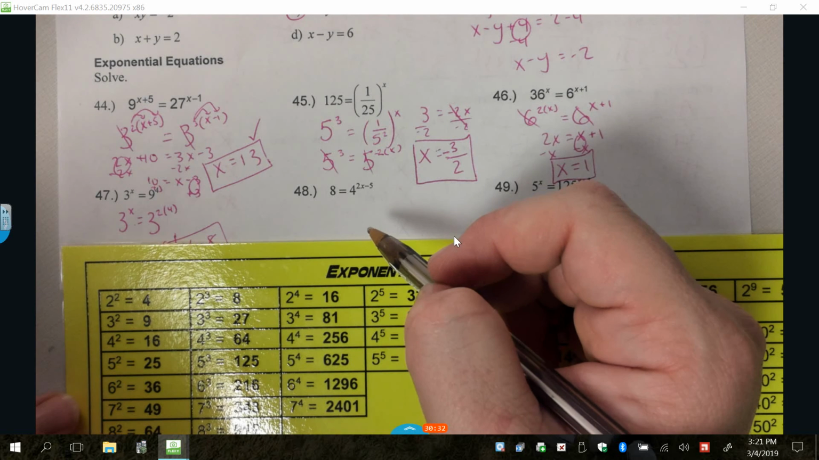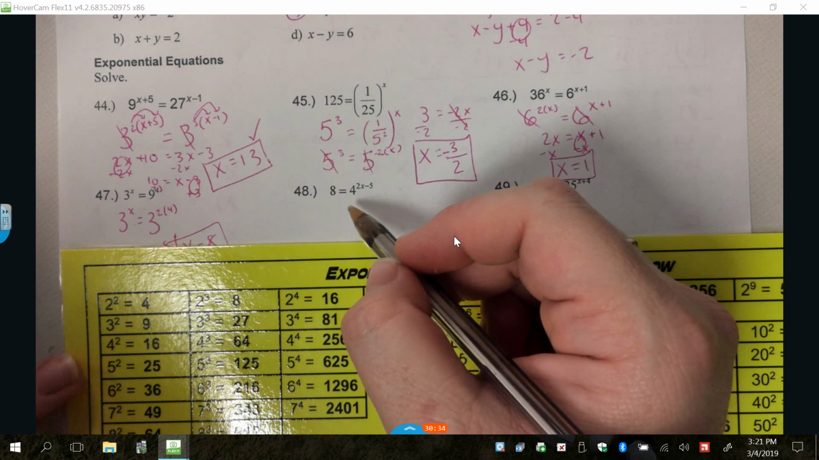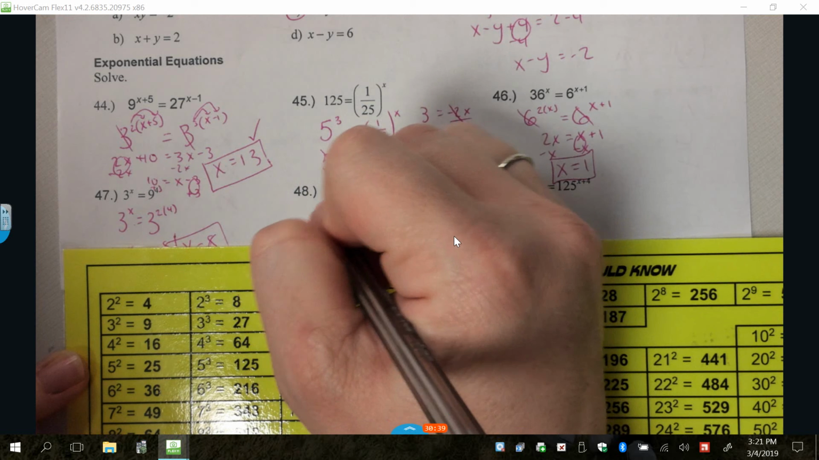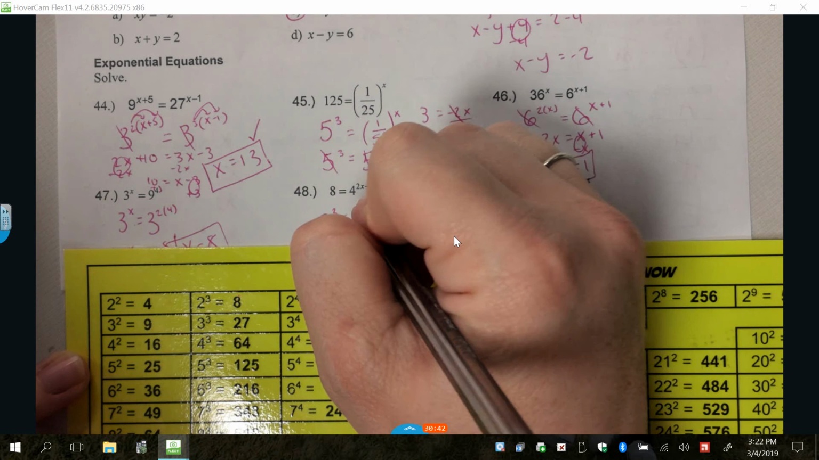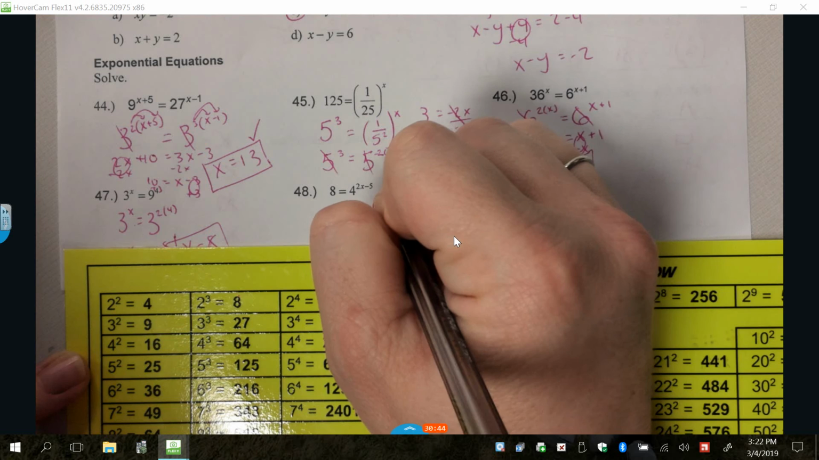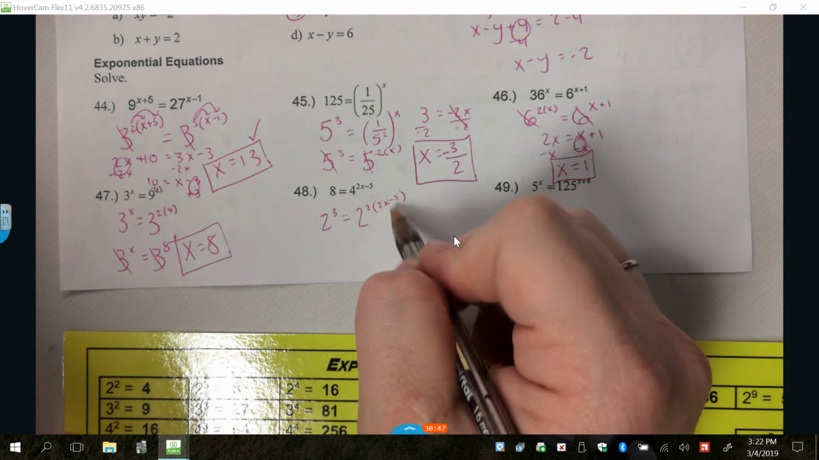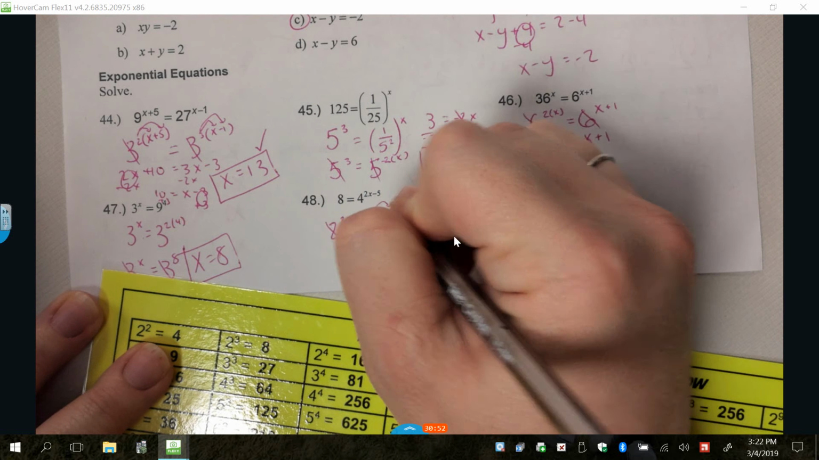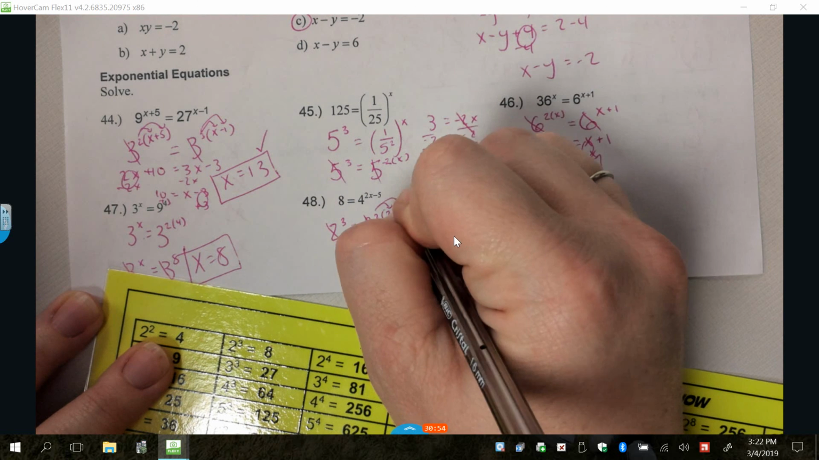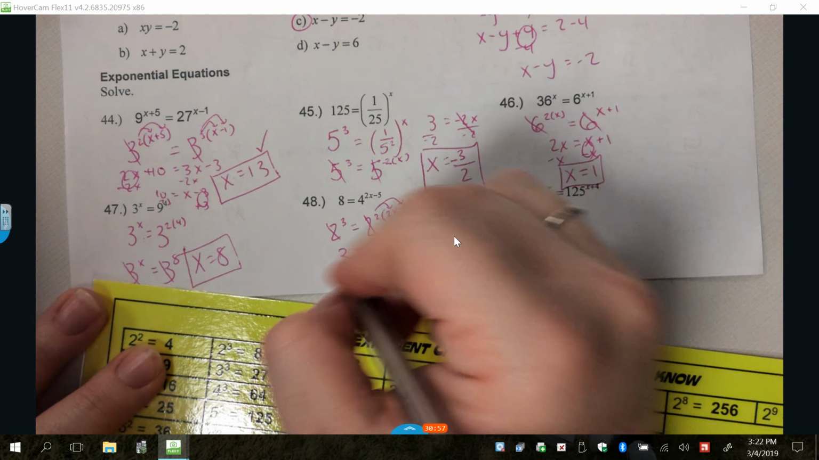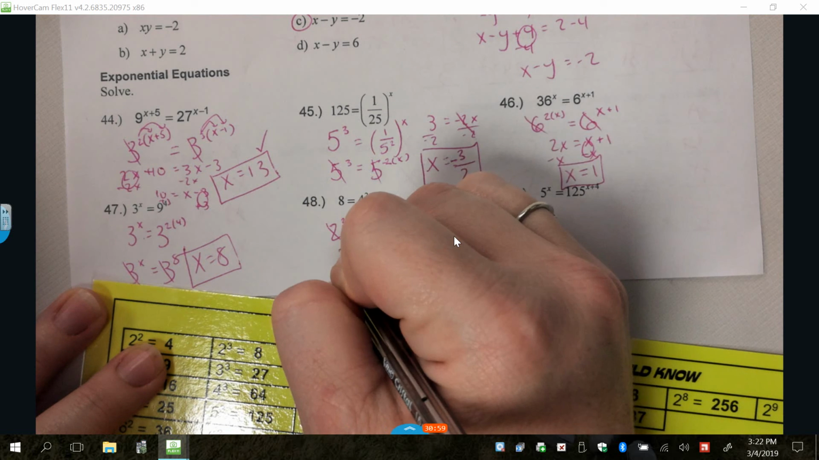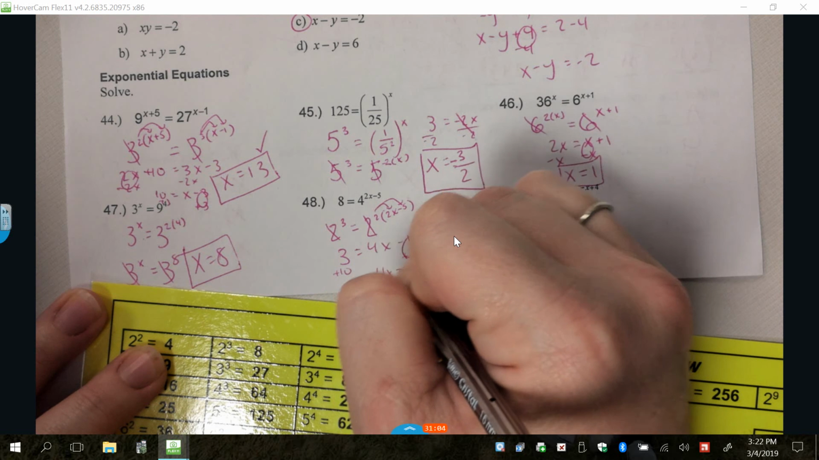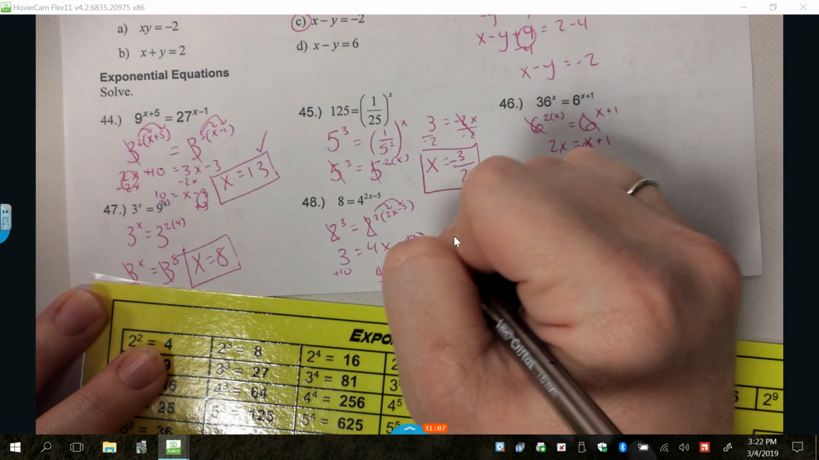Here, we're going to have to turn both of these into bases of 2. So 2 to the 3rd power equals 8, and 4 is 2 squared. And don't forget what was already there. Bases cancel, and I get 3 equals, I'm going to go ahead and distribute. 2 times 2x is 4x. 2 times negative 5 is negative 10. So I'm going to add 10 to both sides, and I get 4x equals 13. Divide by 4, divide by 4. So x equals 13 over 4.